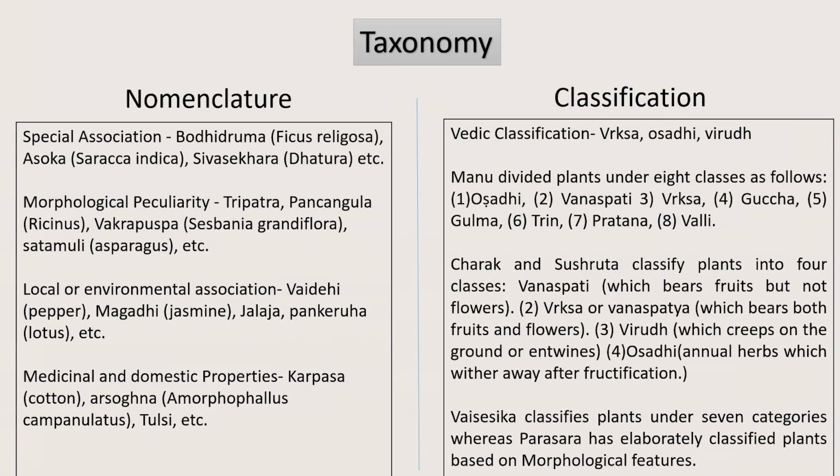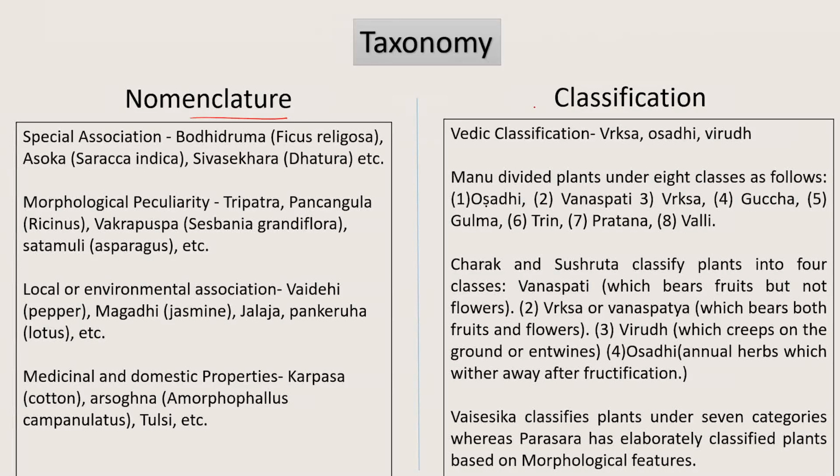Now, the detailing of taxonomy: what kind of information we found related to taxonomy in the text. Nomenclature and classification. Spatial association: Bodhidruma, Ficus religiosa, Asoka, Saraca indica, Shivasekhar, Dhatura, etc. Morphological peculiarity: Tripatra, Panchgula, Ricinus, Vakrapushpa, Sesbania grandiflora, Satamuli, Shatavari, etc.